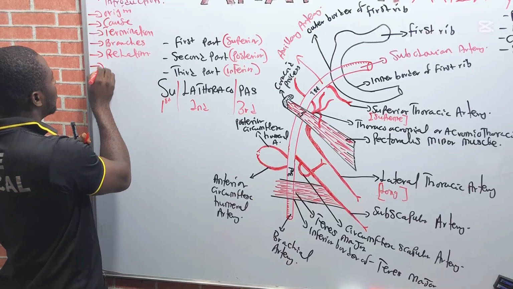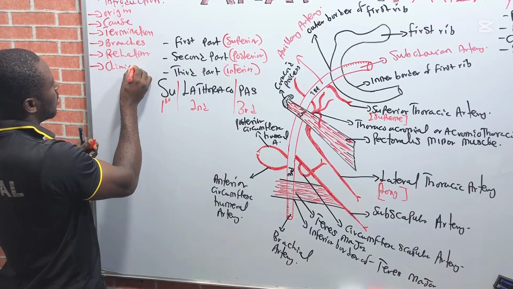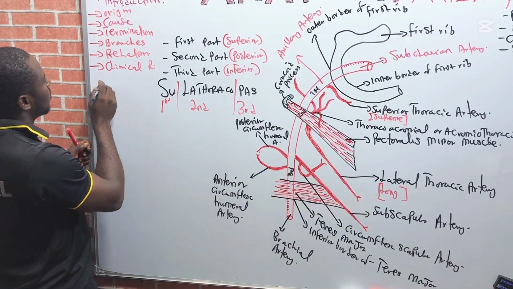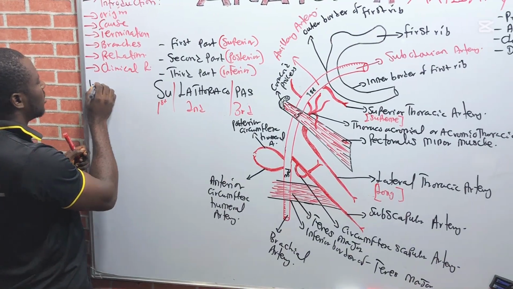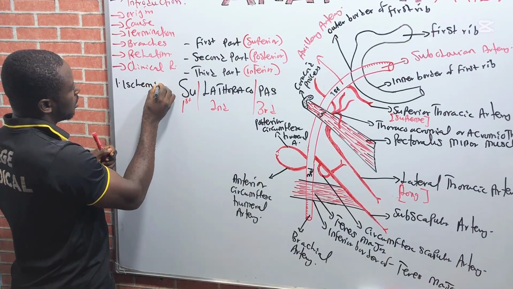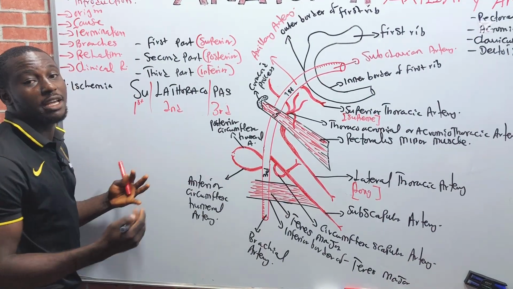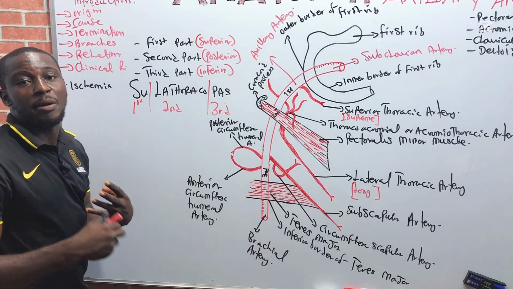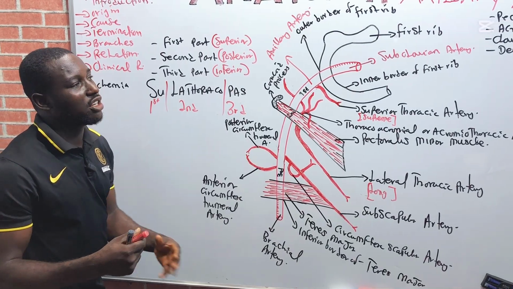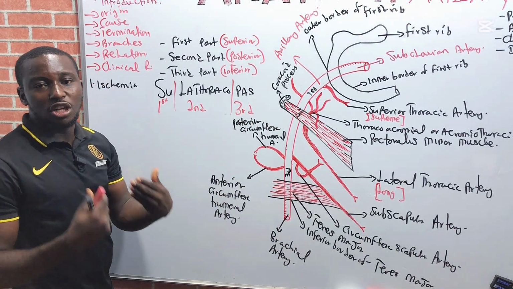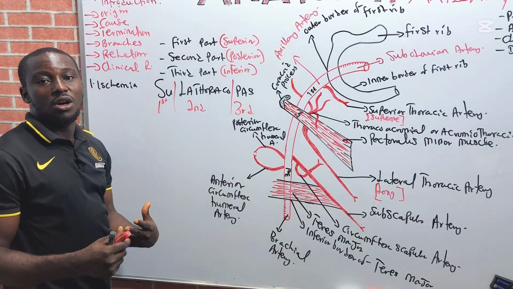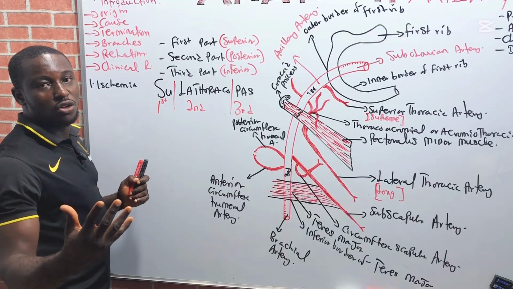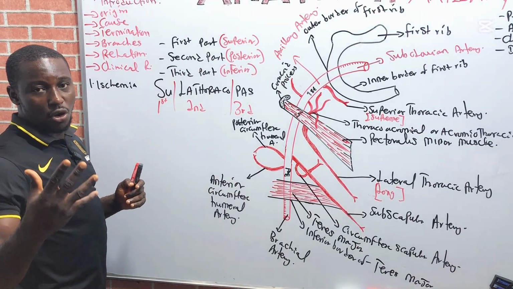The next is clinical relevance. Number one is ischemia. Ischemic condition of the upper limb could be implicated when there is an obstruction of perfusion to the upper limb structures as a result of damage or lesion to the axillary artery, which will lead to ischemic condition of the upper limb tissues. Right? Ischemia means low perfusion or hypoperfusion of blood to a structure.